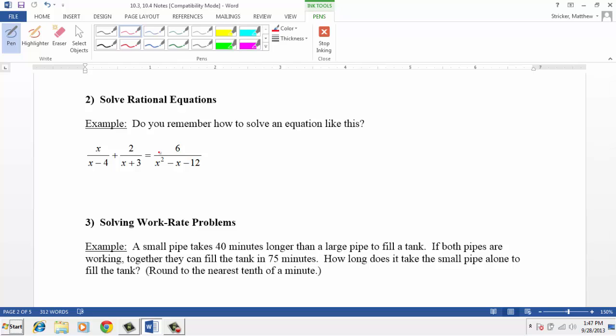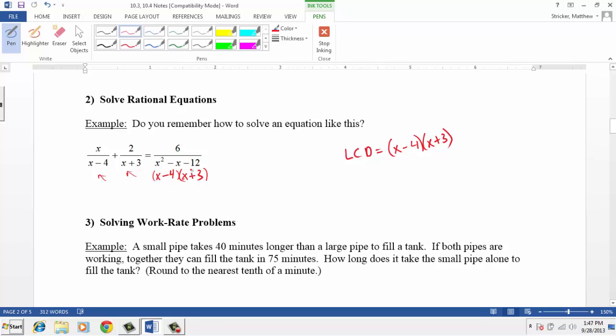You have to multiply by the least common denominator, which we should probably factor the bottom here. If we factor the bottom, we get x minus 4 and x plus 3, which happens to look like these other two denominators right here. So our least common denominator in this case is that most complicated one. It's the x minus 4 and the x plus 3.